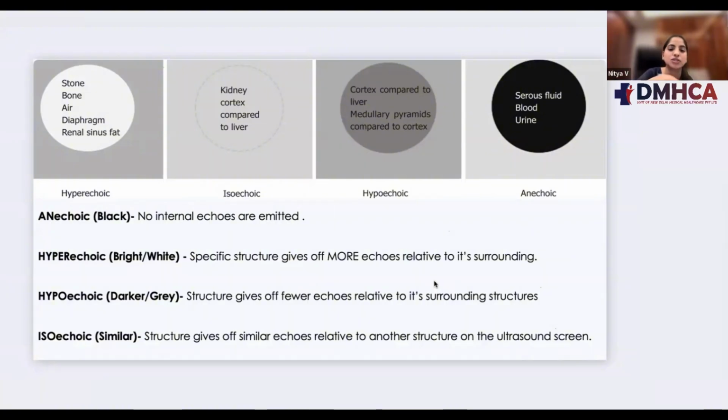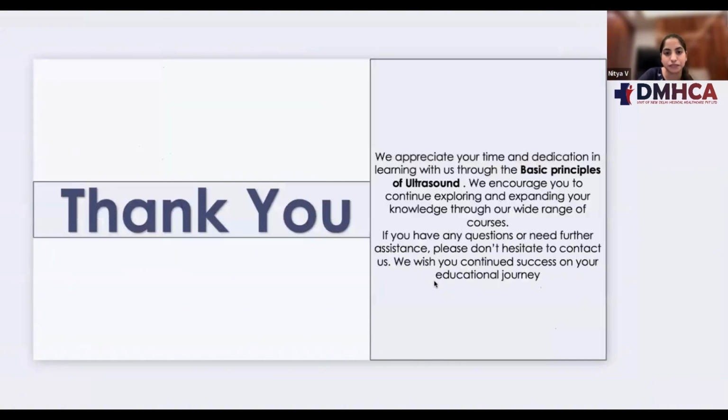Then hypoechoic is when the structure gives off fewer echoes as compared to the surrounding structure, so that will be darker as compared to the surrounding structures. And isoechoic is when the structure gives off similar echoes to the structures around it on the ultrasound, so it will be shown as similar to the surrounding adjacent tissue.